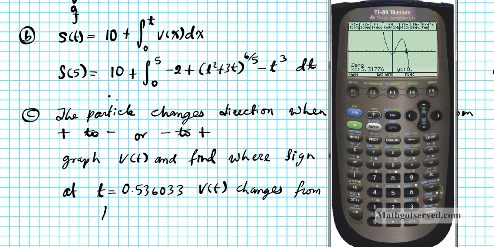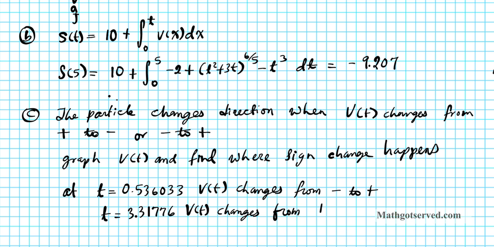3.31776, so t equals 3.31776. It's a change in direction because v of t changes from positive to negative.